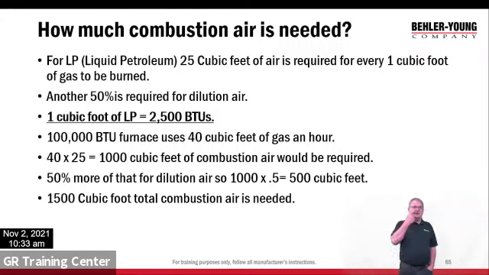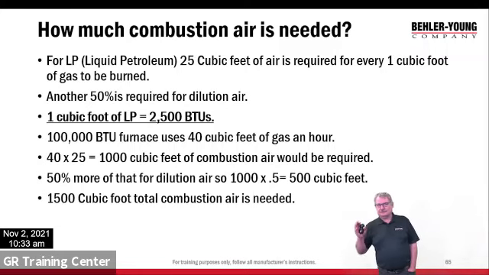So how do we figure this one? Well, 1 cubic foot of LP is 25,000 BTUs. Now, LP is a little different because we don't buy LP by the cubic foot. We generally buy it by the gallon. So one cubic foot of LP is 25,000 BTUs. If I have a 100,000 BTU furnace, how many times does 2,500 go into 100,000? 40. So I need 40 cubic feet of propane an hour.